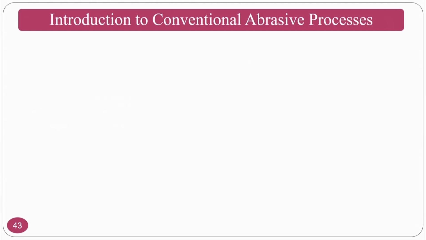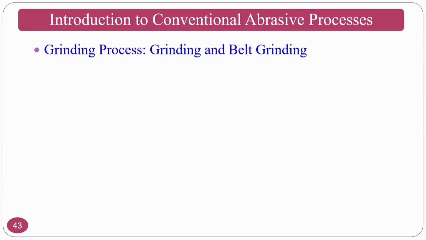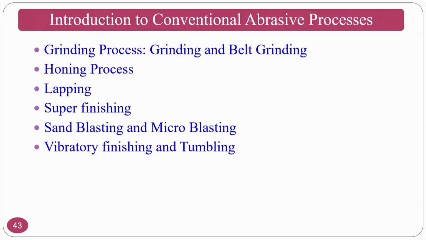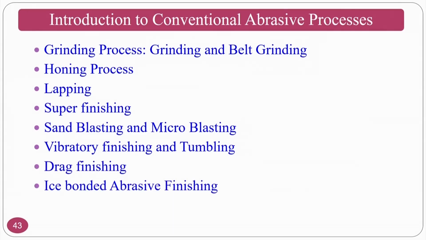In summary, the conventional abrasive processes I have taught you are grinding, belt grinding, honing process, lapping process, superfinishing process, sand blasting and micro blasting processes, vibratory finishing and tumbling process, then drag finishing process, ice bonded abrasive finishing process, pitch polishing and pad polishing. These are the things that I have taught you in the conventional abrasive processes.